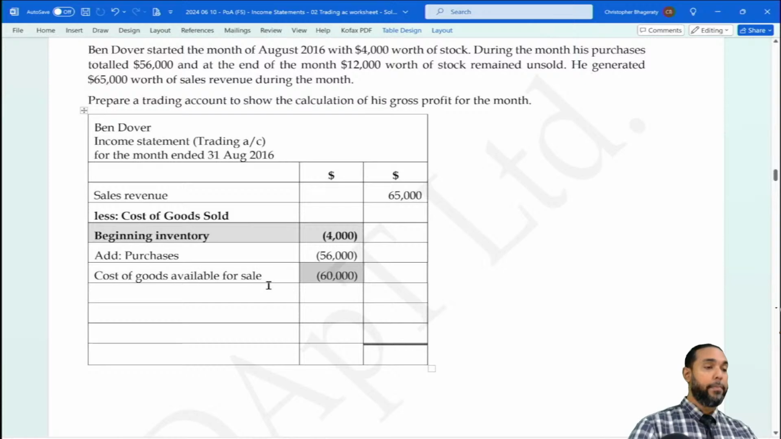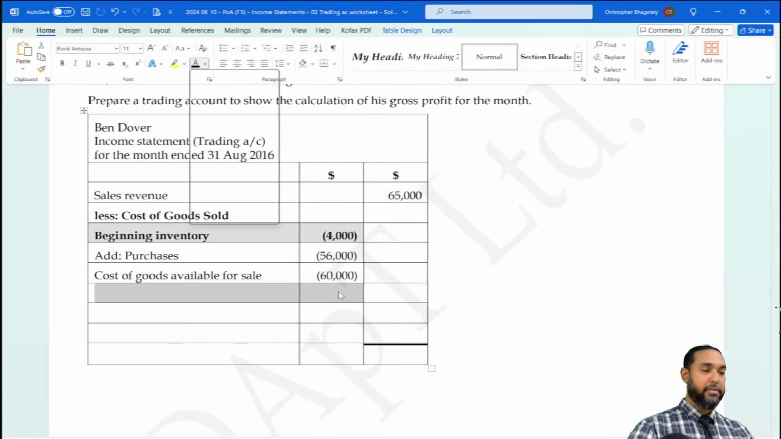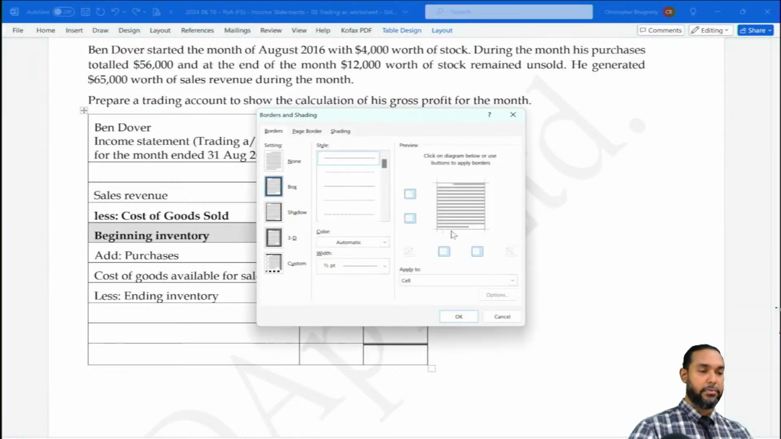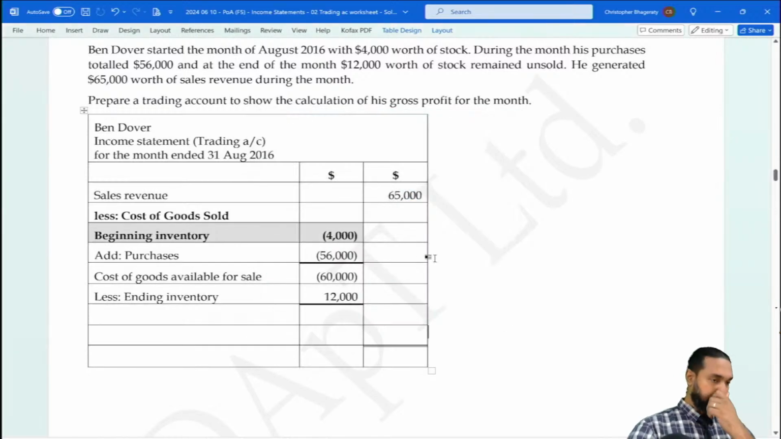The value of all of the stock you have available is worth that. Now, you have 12,000 worth of stock at the end of the month, so that's your ending inventory. So 4 plus 56 is 60.